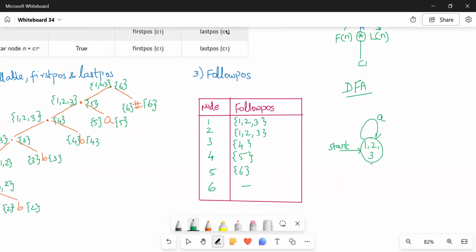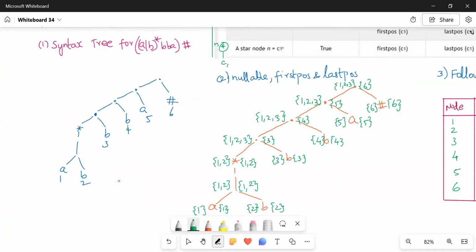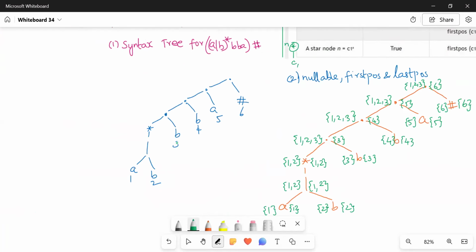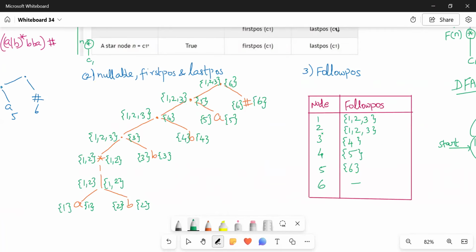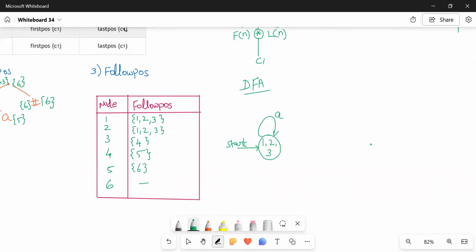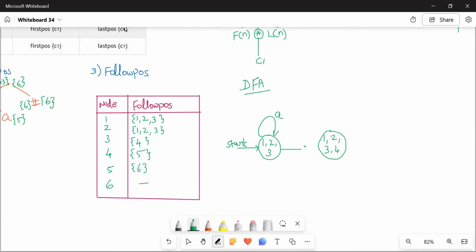Then from 1, 2, 3, B appears in 2 and 3. So we have to find follow position for 2 and 3. If you perform union of these two, we will get 1, 2, 3, 4. So it's a new node. So we have to construct that node now. Now from this node to this node, we have to draw an arc and that arc is labeled by B.